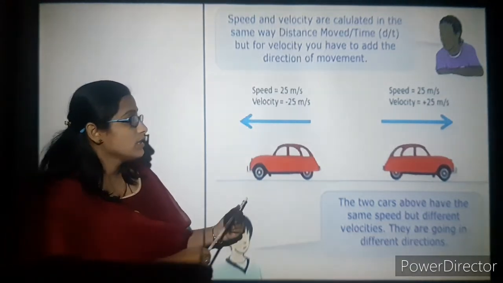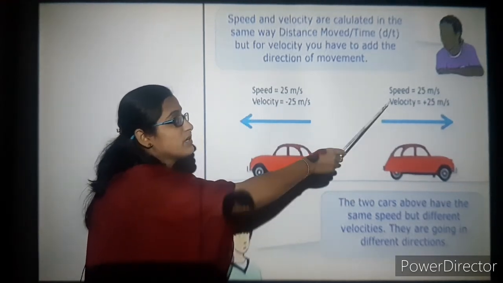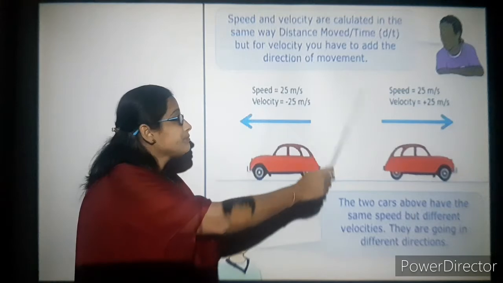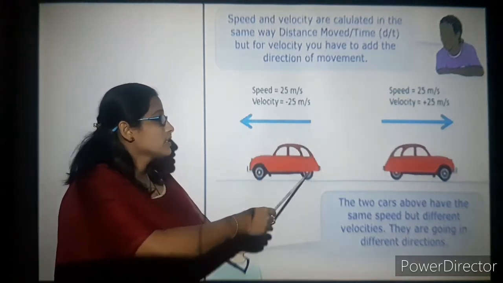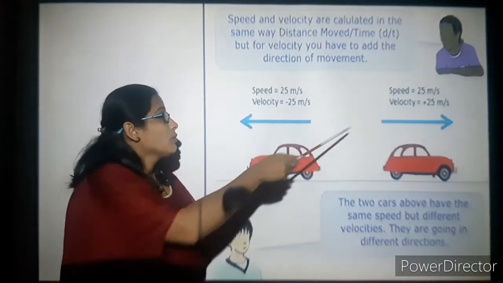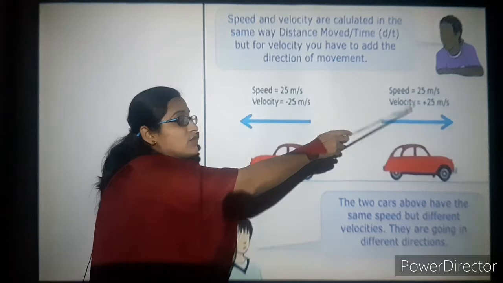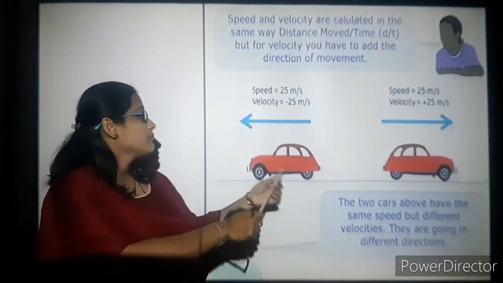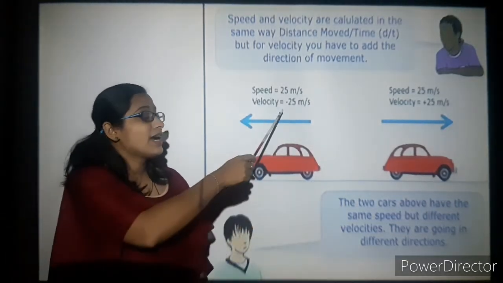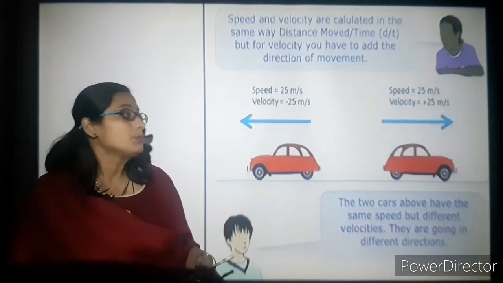Here you can see the movement of a car in the positive direction, and the speed is 25 meter per second. Here the car is moving in the opposite direction. The velocity is positive, displacement shows positive as 25 meter per second. If it is in the opposite direction, you need to add the negative sign to the velocity, as negative 25 meter per second.